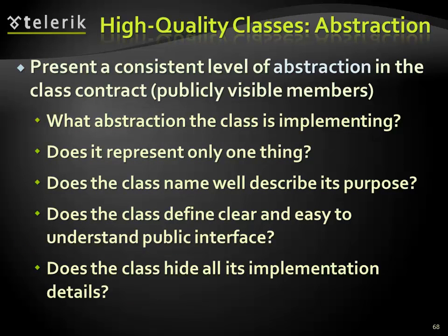So one of the ways to achieve high quality classes is to use a good abstraction. If we ask the question, what abstraction is the class implementing, and does it represent only one thing, we can answer whether the class has been well defined and has a good level of abstraction. Does the class name well describe its purpose is another way to know whether we have named it well and whether the class is only doing a single thing. Does the class define a clear and easy to understand public interface or contract for the class callers? And does the class indeed hide all its implementation details from the callers that are using its public interface? So when we achieve all that, we have good abstraction.